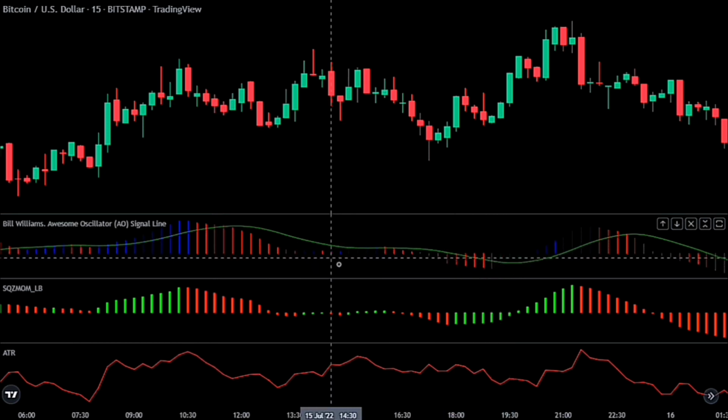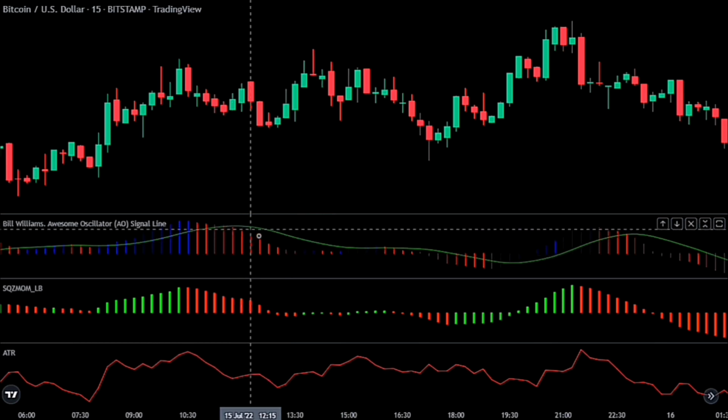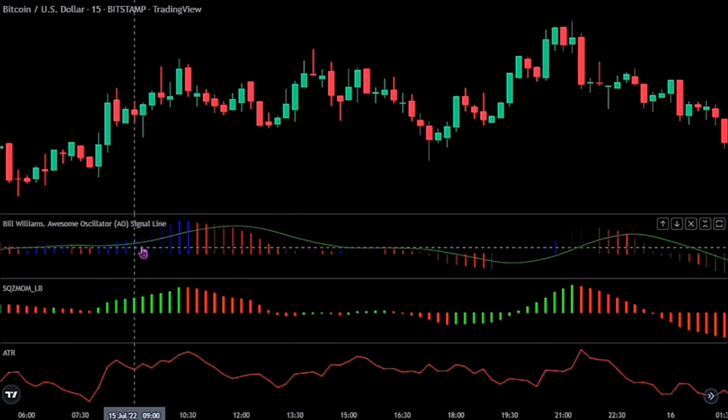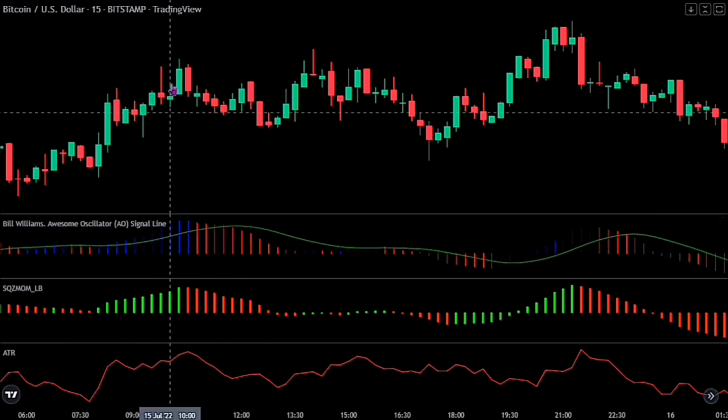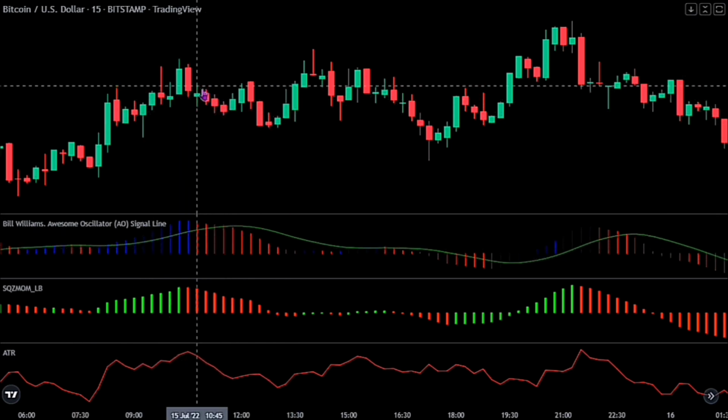Now let me briefly explain how these indicators work. First of all, let's start with this Bill Williams indicator, as this is going to be our main indicator for entries. According to the author of the script, this indicator is based on Bill Williams' recommendations from his book, New Trading Dimensions. It appears as a histogram, with a moving average that runs through this histogram.